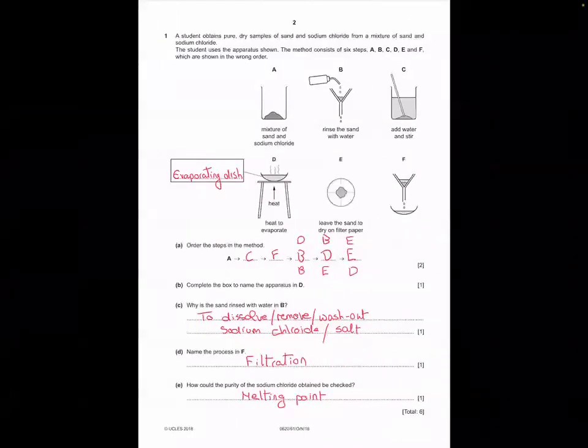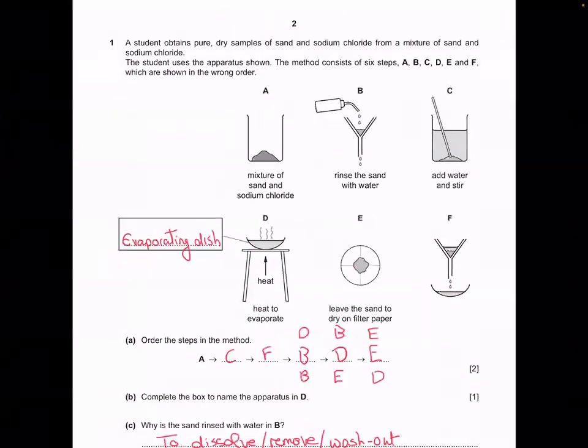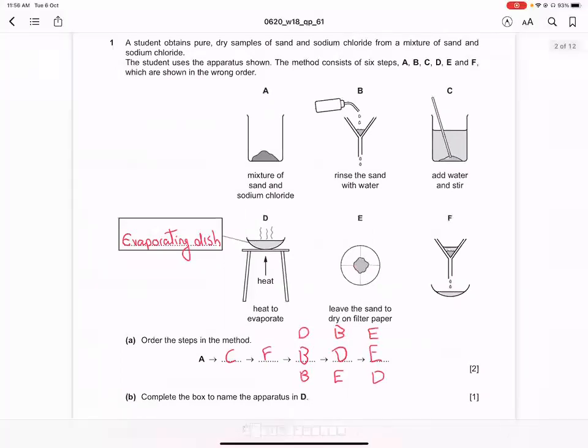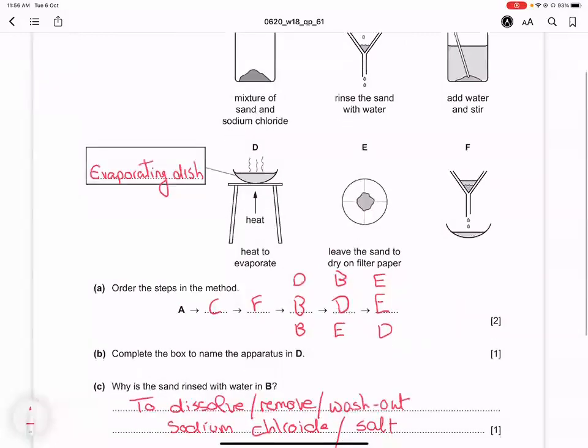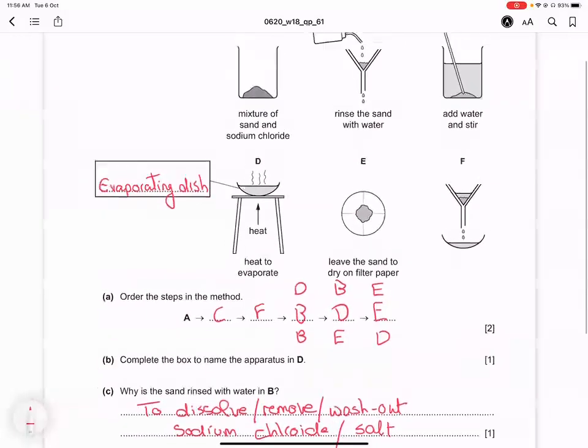November 2018, paper 6, variant 1. A student obtains pure dry samples of sand and sodium chloride from a mixture of sand and sodium chloride. The student uses the apparatus shown. The method consists of 6 steps which are shown in the wrong order. Order the steps in the method.